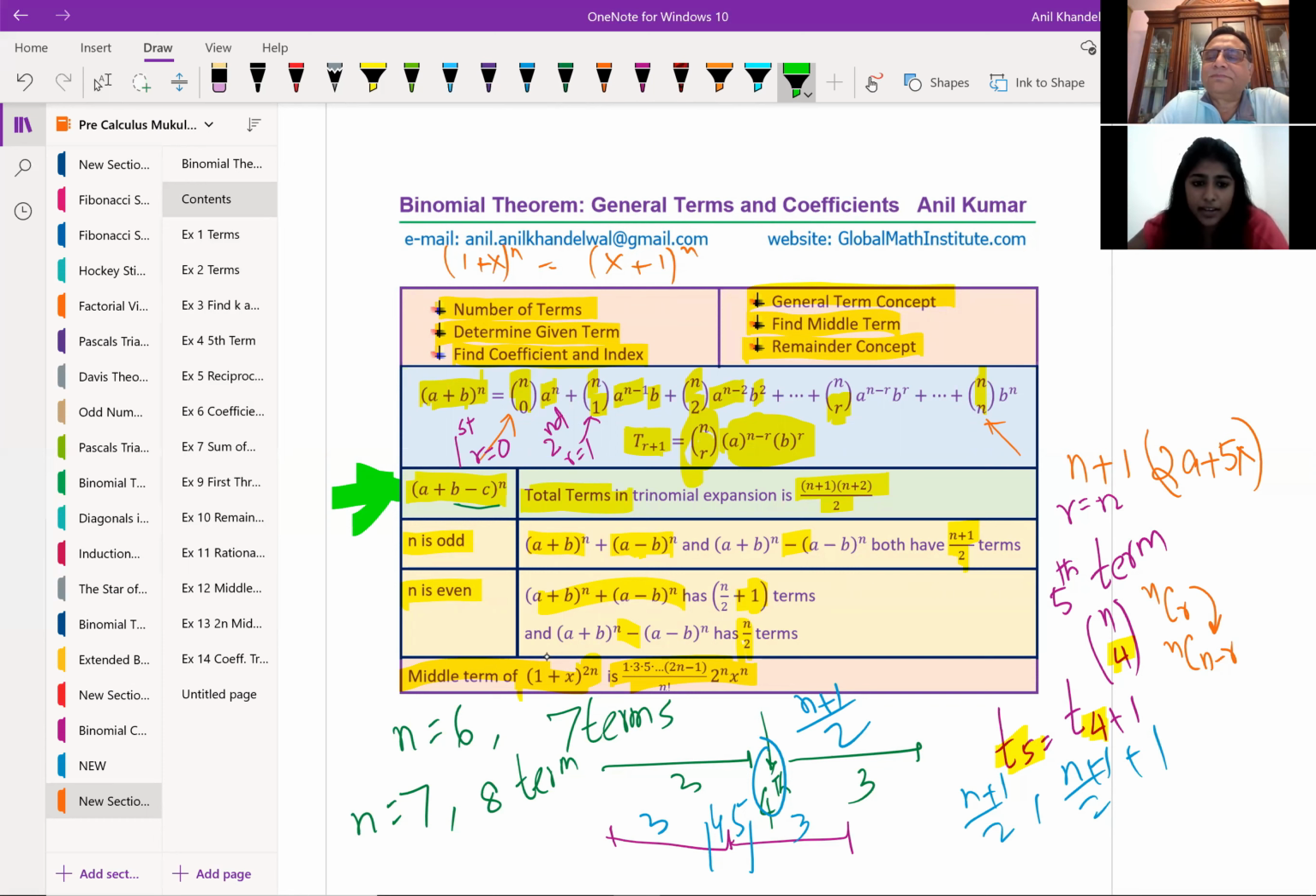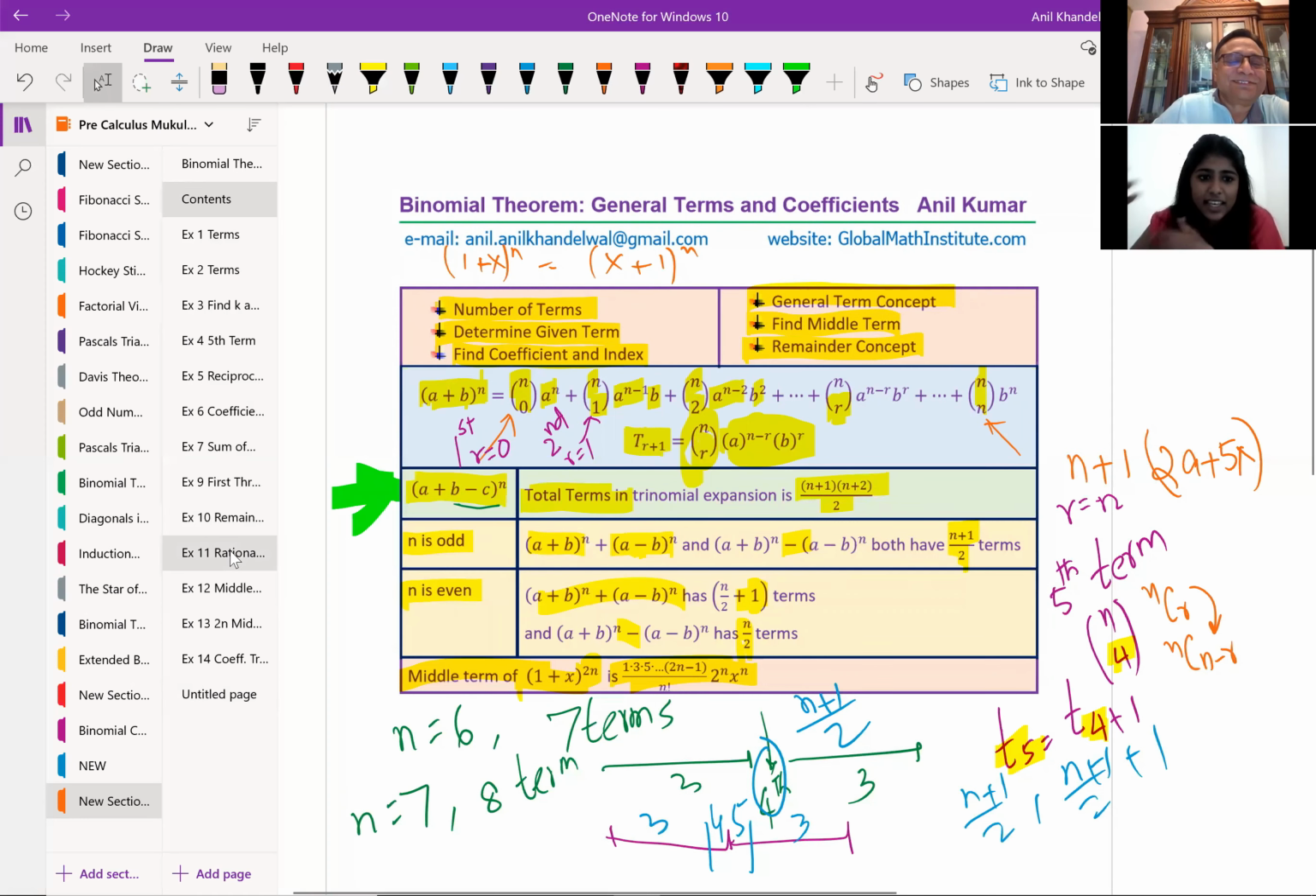You have to be aware of whether n is odd or even. An odd degree means there would be an even number of terms, so there would be two middle terms. If you have an even degree, you'll have an odd number of terms, so you will only have one middle term. We haven't come on to middle term yet, but when we do, it's good to be aware of those two concepts.